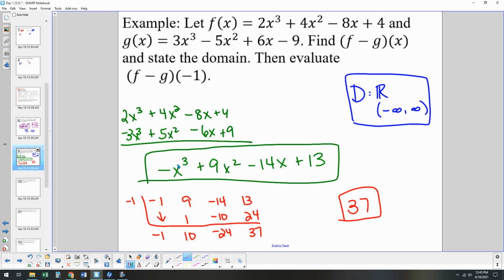Right, I could have put it in here, so negative 1 to the third power is negative 1, times the negative is positive 1, negative 1 squared is 1, times 9 is 9, negative 14 times negative 1 is plus 14, and then plus 13. And that way also gives me 37, but I felt like that was quicker.